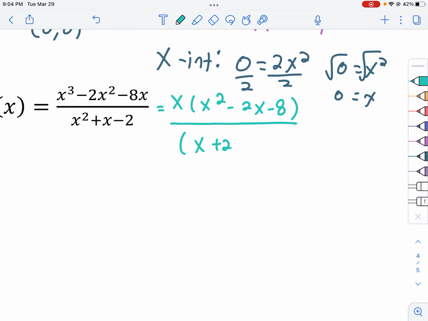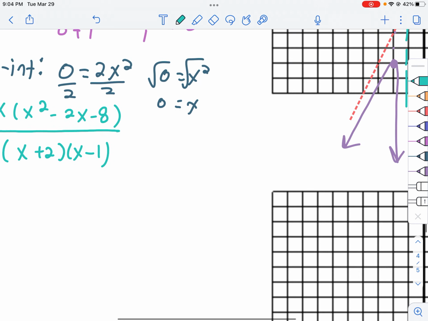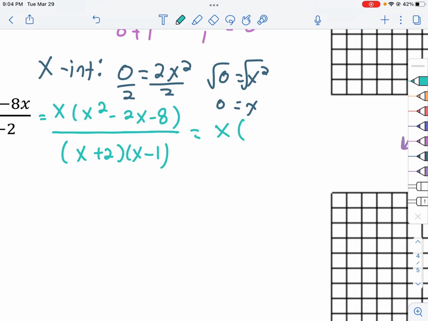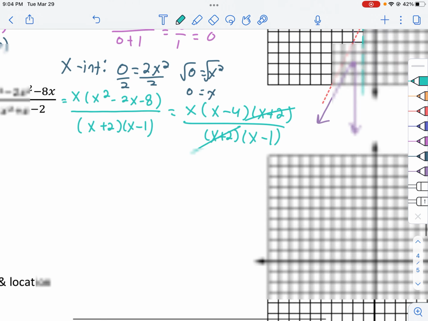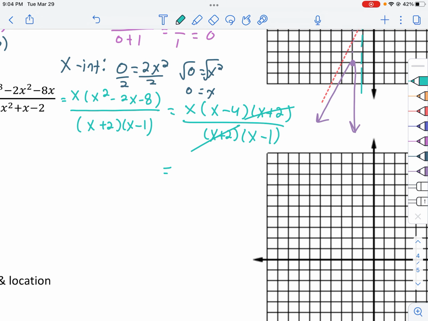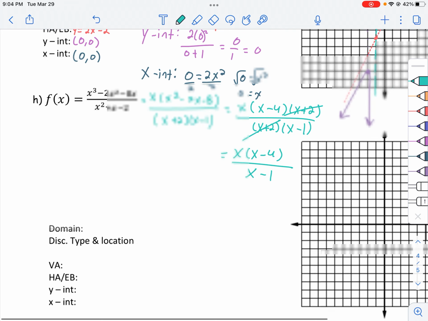So that's going to be x plus 2, x minus 1 would give us the bottom. Okay, if we keep going on the top, x, this is x minus 4, x plus 2. In the bottom, x plus 2, x minus 1. So we have a point discontinuity show up because those x plus 2's cancel. So our final equation that we're really going to focus on is x times x minus 4 divided by x minus 1.